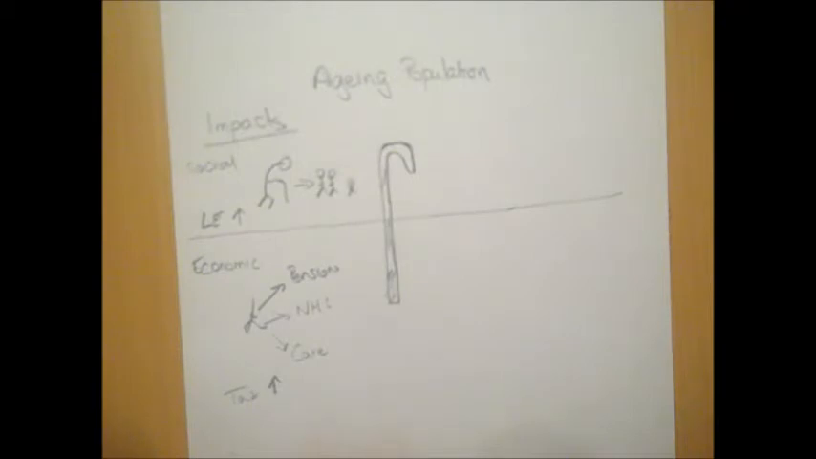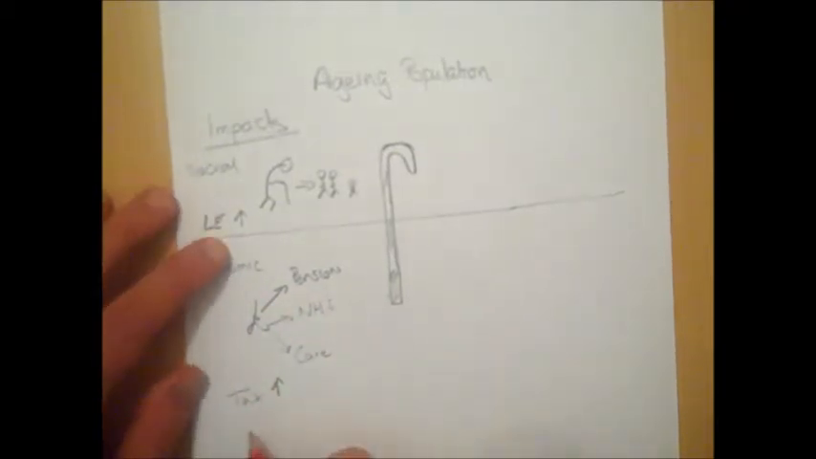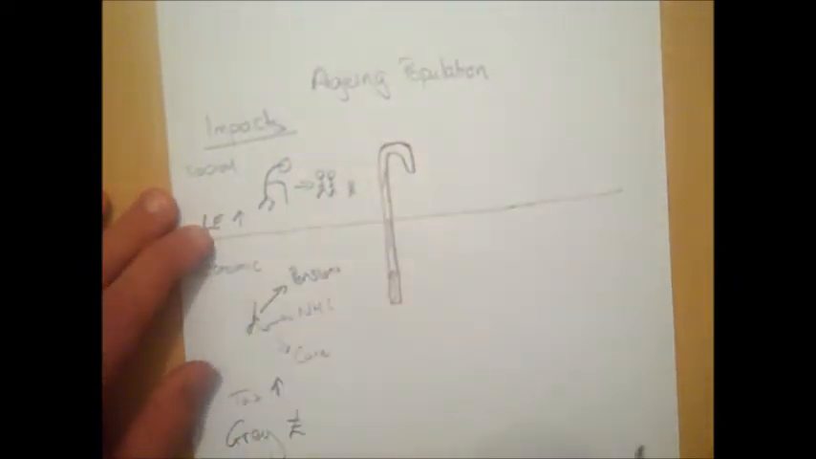The only real economic benefit of an ageing population is something referred to as the grey pound. The grey pound basically refers to the fact that lots of elderly people generally have lots of disposable income, having paid off their mortgage, and they can spend this disposable income in the local economy. So that's looking at the impacts.